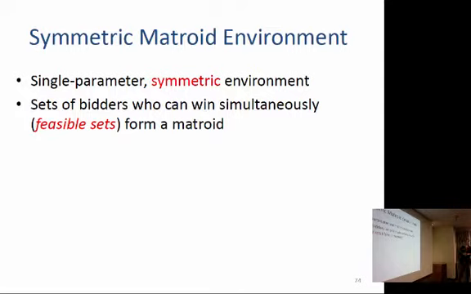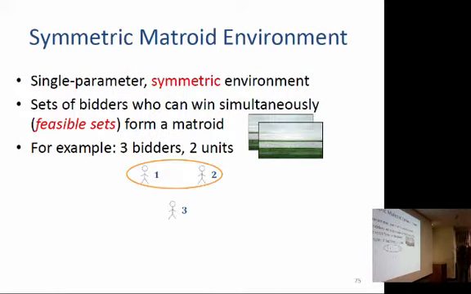Okay, so let's look at the setting. We have a symmetric, what's called a matroid environment. So we're still in the single parameter world. We have symmetry, as I explained. What we mean by a matroid environment is that the sets of bidders who can simultaneously win, which are called feasible sets of bidders, form a matroid. Here's a quick example. Say I have 3 bidders and 2 copies of this photograph. What you see circled is a feasible set, and other sets of 2 bidders are also feasible because we have 2 copies. So this is a 2-uniform matroid, a very simple matroid.